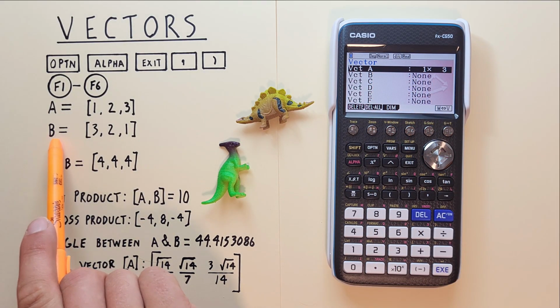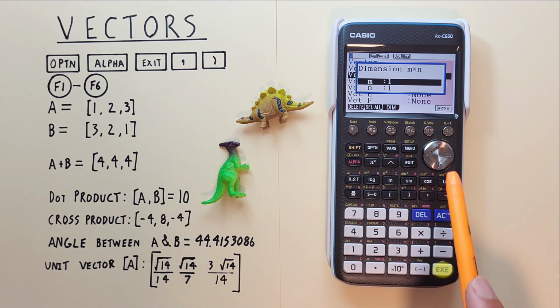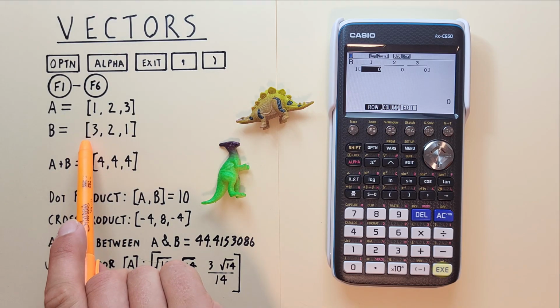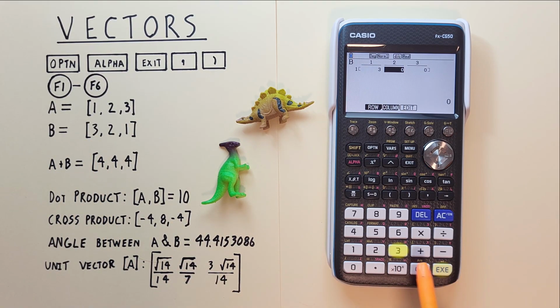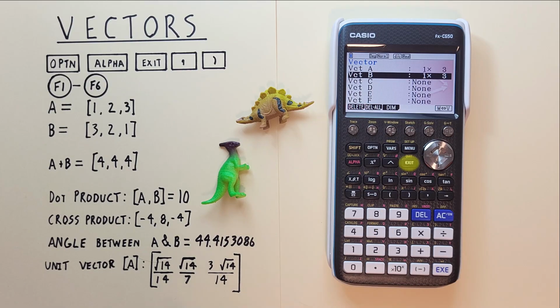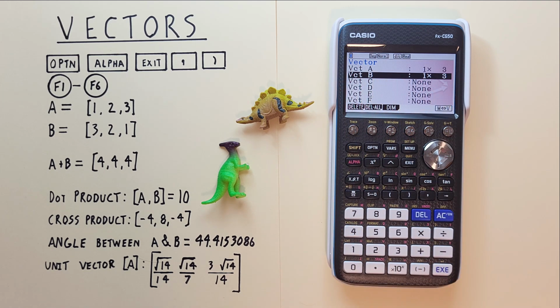Let's go ahead and enter our B vector. So we scroll down to that, highlight it, select it, tell our calculator we want a 1 by 3 again. There we go. And then we enter our B vector, which is 3, 2, 1. Once we've entered, we can hit the exit key again. And now we see we have our B vector saved. Once we've saved all the ones we want to enter, we can just hit the exit key to go back to our main screen.